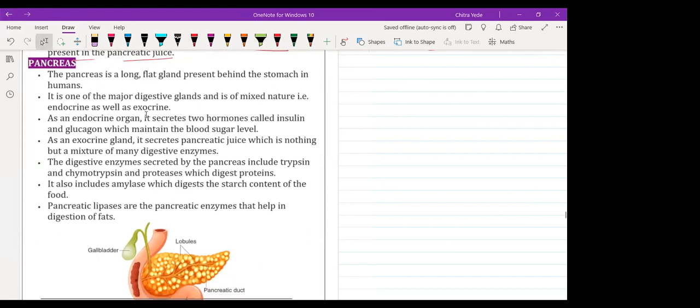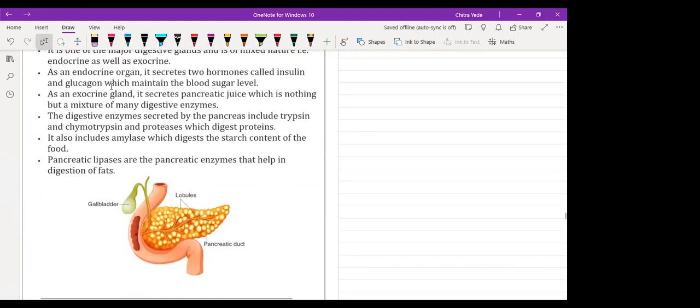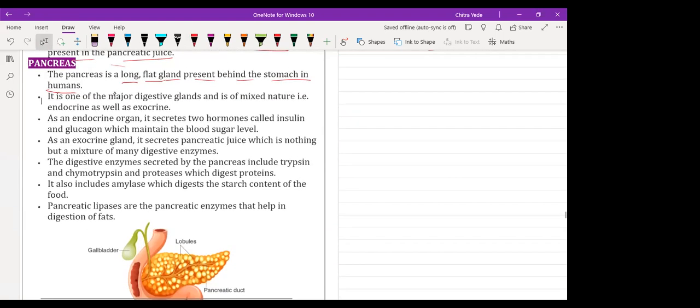Now we will discuss the pancreas. Pancreas is a specialized gland which secretes the pancreatic juice. It is a long, flat gland present behind the stomach in humans, as you can see here. It is one of the major digestive glands and is of mixed nature, that is endocrine as well as exocrine.